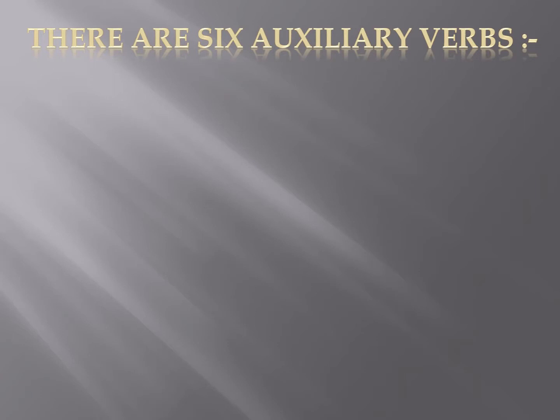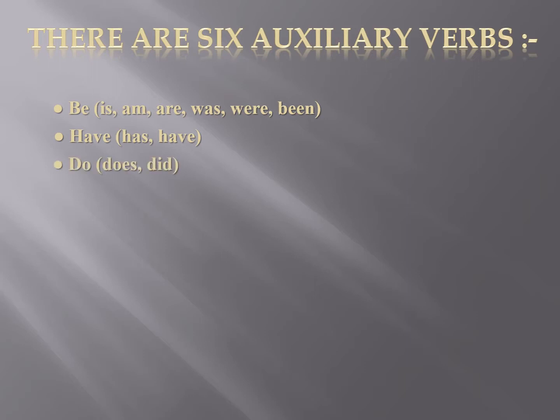There are six auxiliary verbs. The first one is be, and is, am, are, was, were, been are the parts of be. The next one is have. Has and have are the parts of have. Do, does and did are the parts of do. Shall can be should, will, would, may, might.